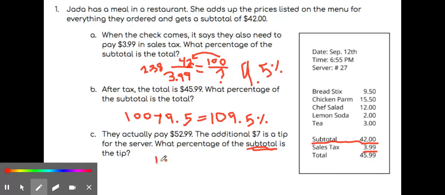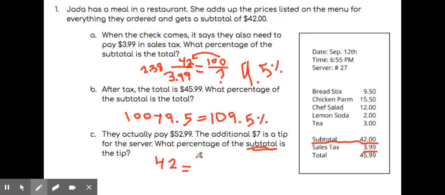So here's what we know. We know $42 is equal to 100%. I want to know $7 equals what percent? So we want to know really what percentage did they tip, okay? So we can go ahead and solve this.